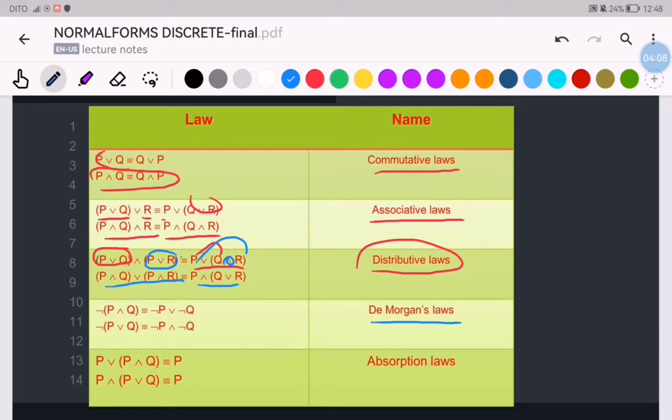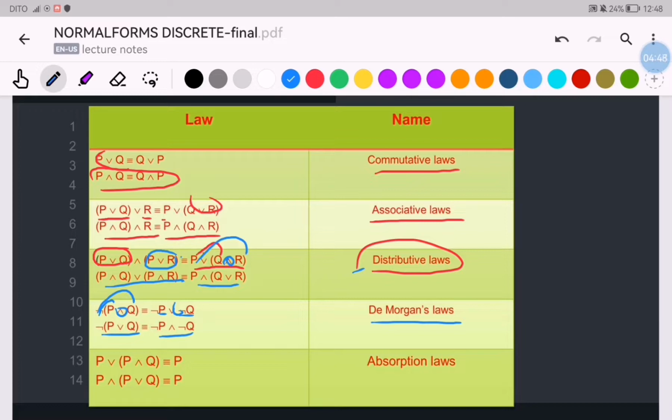And the next is De Morgan's Law. In the previous topic, you already know De Morgan's Law. The negation is like the distributive law: you distribute the negation inside to P and Q. So the negation of (P conjunction Q) equals negation of P disjunction negation of Q. It is always the same. You just flip the symbol, conjunction to disjunction and disjunction to conjunction. That is De Morgan's Law, and the one below it is the same.